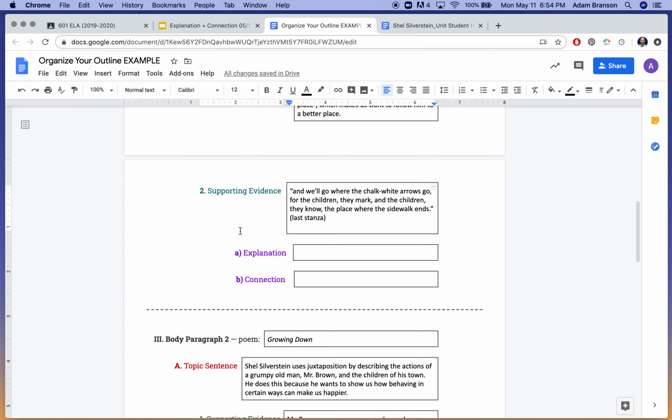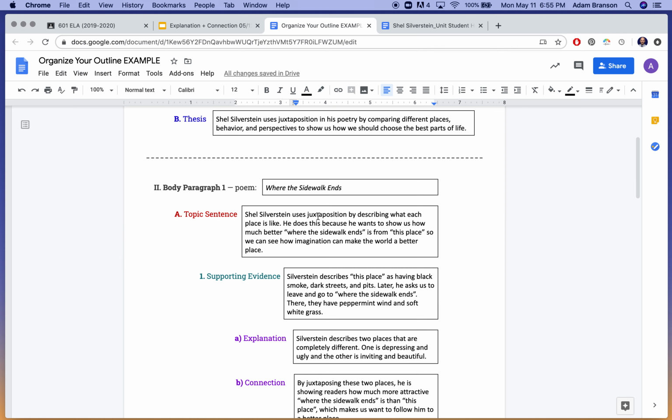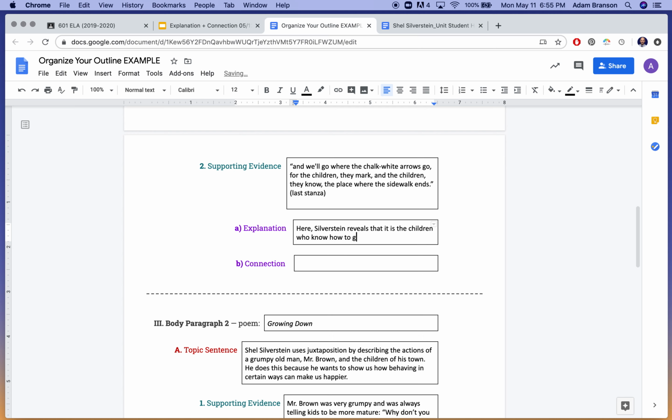"And we'll go where the chalk white arrows go, for the children they mark, and the children they know, the place where the sidewalk ends." I have to explain why I think that's a piece of evidence that's backing up my topic sentence, that he uses juxtaposition by describing different places, and he does it to show how much better a place of imagination can be. So first I have to explain it. I can say here, Silverstein reveals that it is the children who know how to get to this beautiful place. Right, that's an explanation of that evidence.